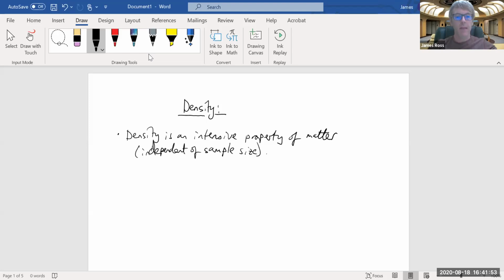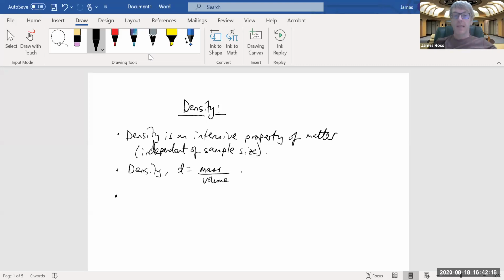Okay, density has an equation, so I'm going to call it lowercase d. Density, lowercase d, is mass per unit volume. Okay, so it's mass per unit volume. What else do we know about density?